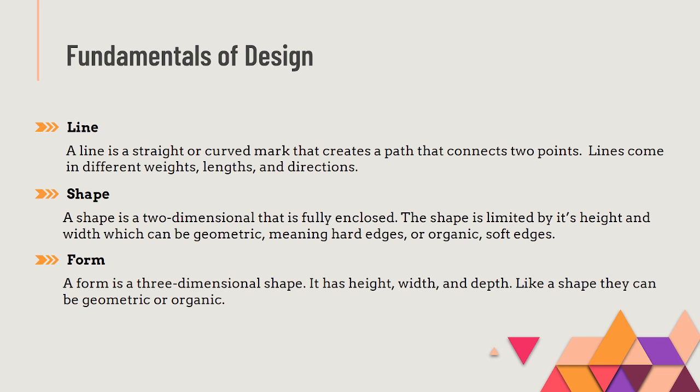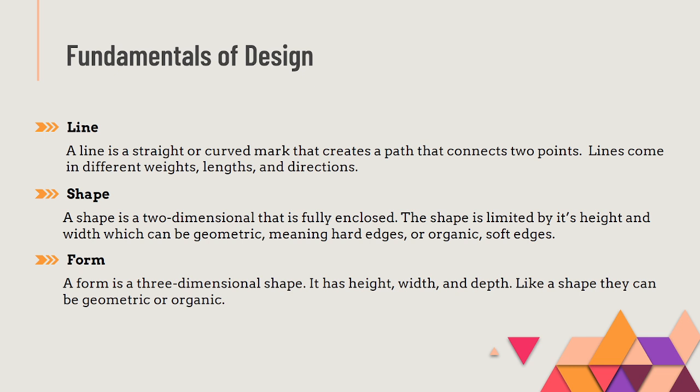A shape is a two-dimensional form that is fully enclosed. I think that when I was writing these, I forgot a few words. That's okay. So a shape is basically two-dimensional, and it has all of its edges connected. The shape is limited by its height and width.